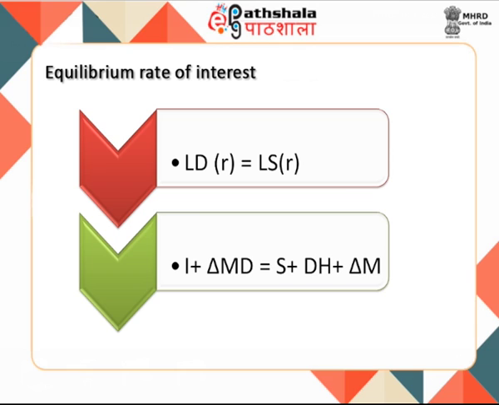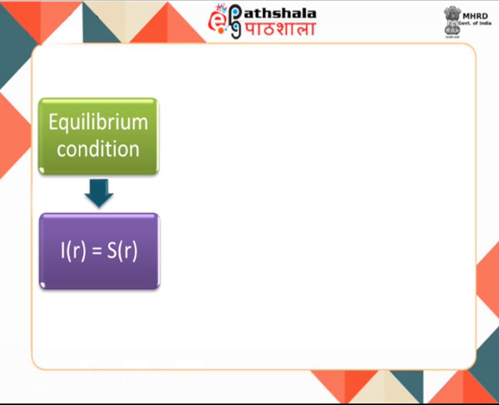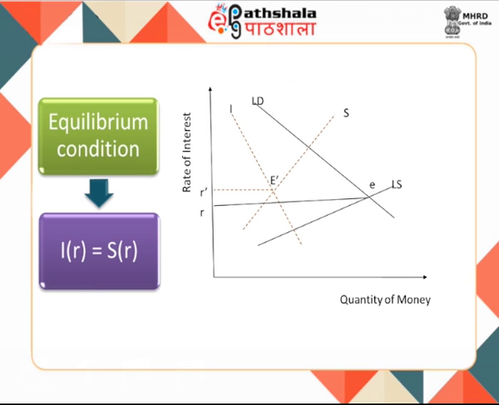Equilibrium rate of interest is determined at a level where LD, the demand for loanable funds, is equal to the supply of loanable funds, or where we have equilibrium at I plus delta MD equals S plus DH plus delta M. In contrast, in the classical theory, the rate of interest determining equilibrium condition is given by I equal to S. In this figure, LD, LS, I and S are functions of the rate of interest.